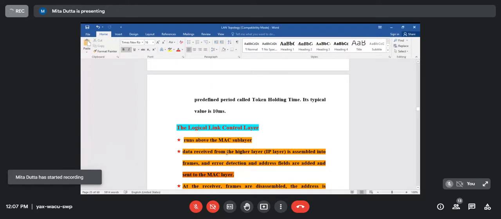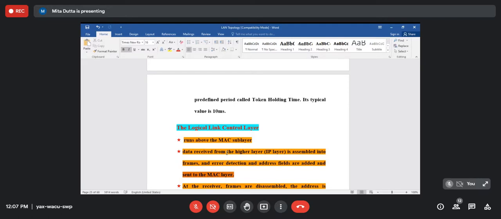Now, in our last class, we ended with the token ring protocol. We know that both the CSMA/CD protocol and the token ring protocol are needed to send information in a local area network. They tell us how each node connected in a local area network will share information amongst each other by following rules.